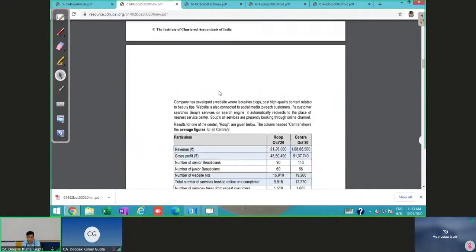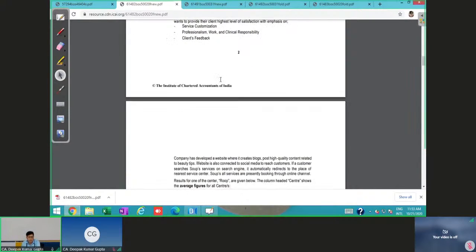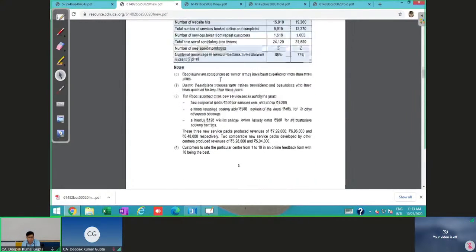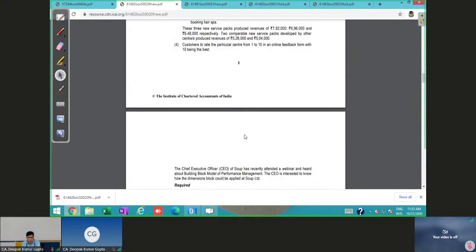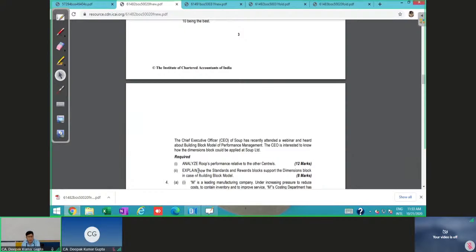Now I will discuss this very good question of a mock test paper. This is based on the building block model. Here it is required to analyze the performance relative to the other centers and explain how the standard and reward blocks support the dimensions of the block in case of the building block model.